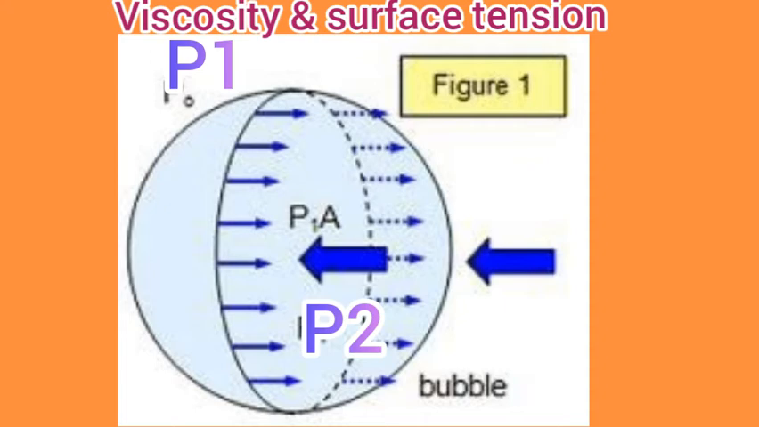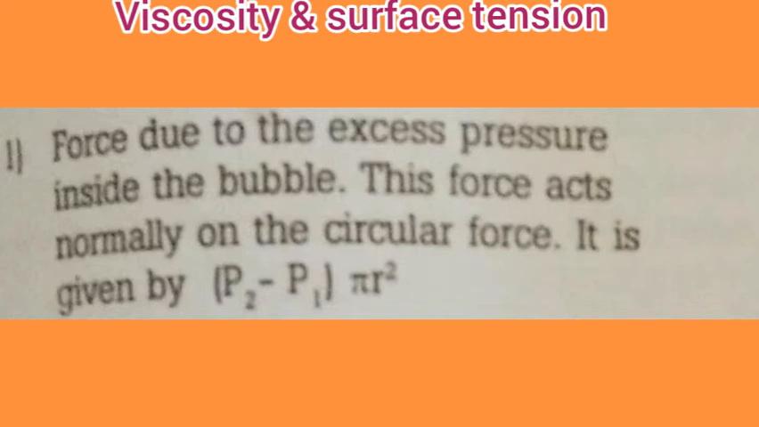Now consider equilibrium of half part A of the bubble. In this case, there are two liquid surfaces in contact with air. The area of the circular face of A is equal to pi r squared and the circumference is equal to 2 pi r.